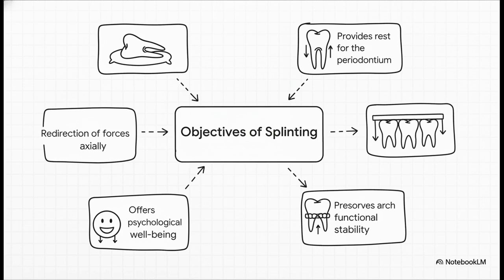That is huge. To handle that crazy load, we use the splint to redirect forces in a more axial direction over all the included teeth. We're redistributing that force so no single tooth takes a hit that exceeds what the tissue can actually adapt to. On top of that, by restoring proximal contacts, we preserve the whole arch integrity. This brings back functional stability, increases chewing efficiency, and honestly, we cannot ignore the psychological relief it gives a patient who is just terrified of losing a loose tooth.